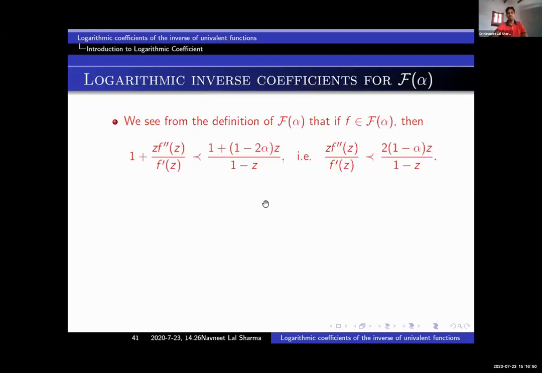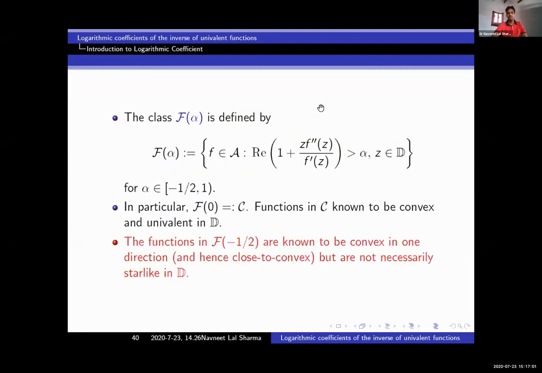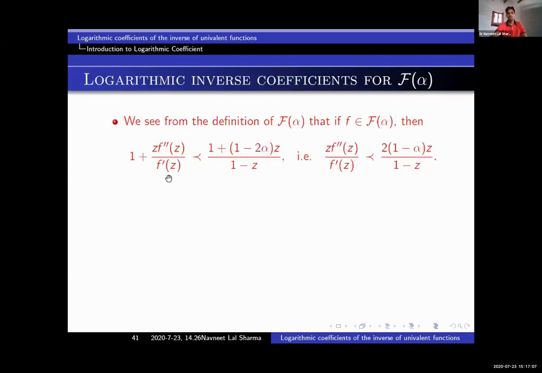First, I am giving some introduction on how we will find the logarithmic inverse coefficient problem for the class F alpha, and how we are using the subordination technique. As we can see here, real part of 1 plus z f double prime by f prime is greater than alpha. Now we can write this in terms of subordination: 1 plus z f double prime by f prime is subordinate to (1 plus (1 minus 2 alpha) z) divided by (1 minus z), and we can simplify this. Then we can find the value of z f double prime by f prime.